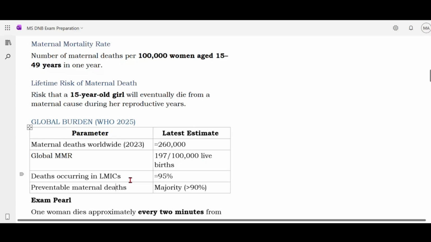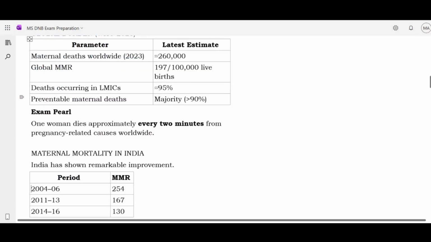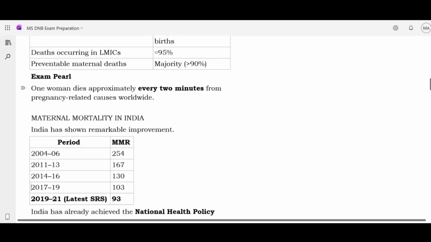Deaths occur mostly in the low middle income countries. Almost 95% of maternal deaths happen in LMICs, and more than 90% of these are preventable maternal deaths. So certain global statistics you need to mention, especially if you have the full question. A woman dies approximately every 2 minutes from pregnancy related causes worldwide.